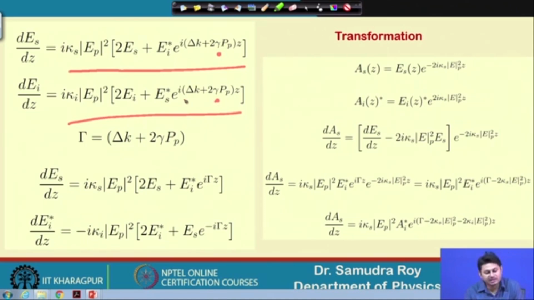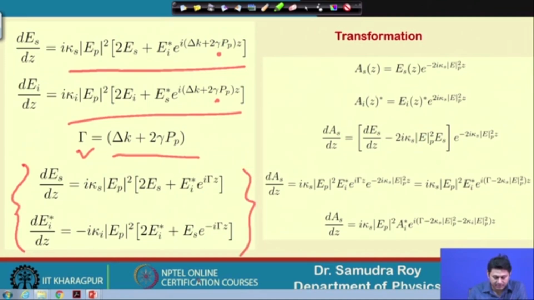So, e to the power i k z term was always there, it is a natural phase term, but on top of that we will have another phase, which is coming because of the fact that my pump is now having a phase term. So, this phase term will be added here. Next, in order to reduce all these terms, I write delta k plus 2 gamma P p as big gamma. So, the differential equation for ES signal and idler is something like this.